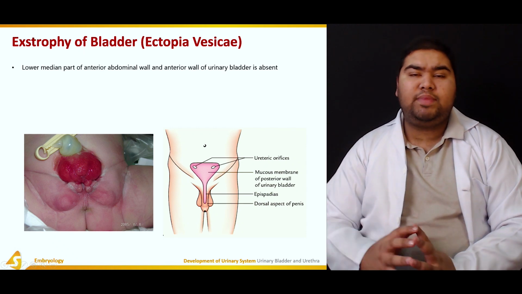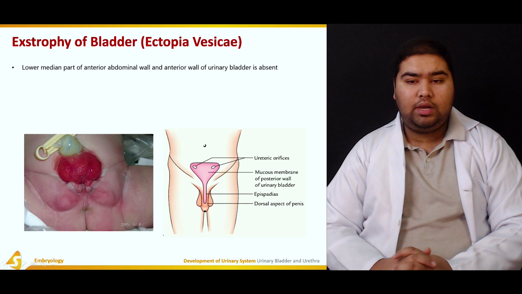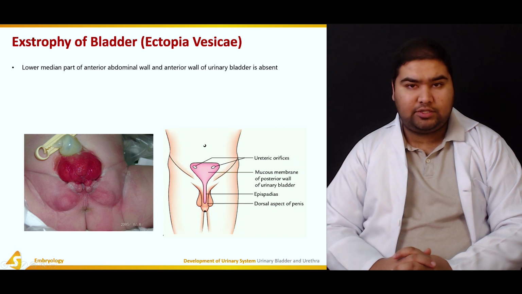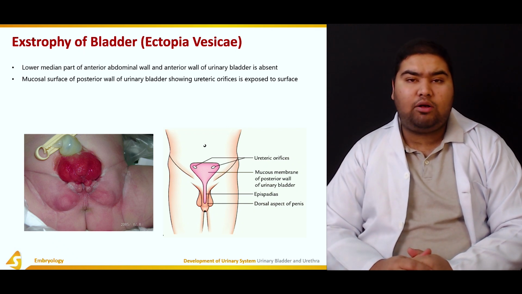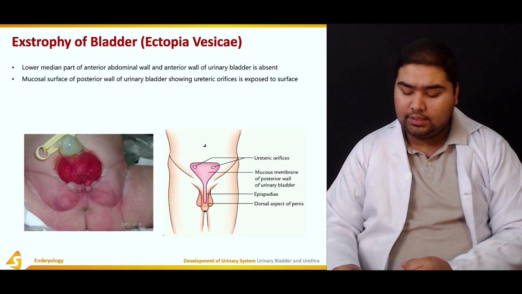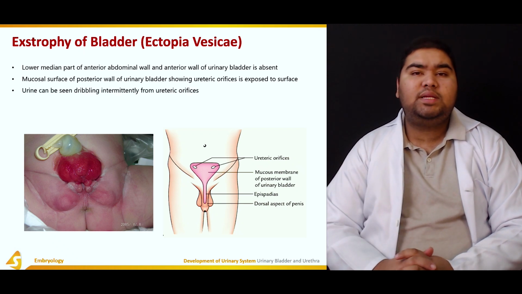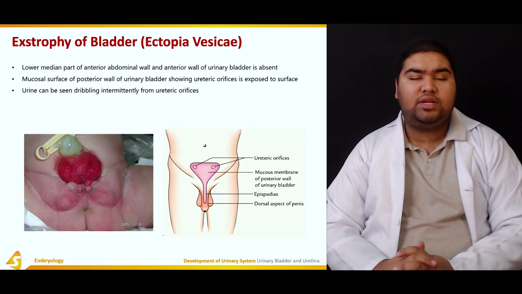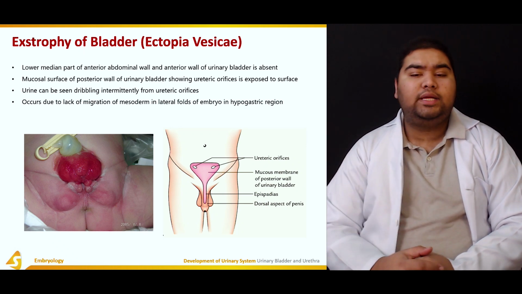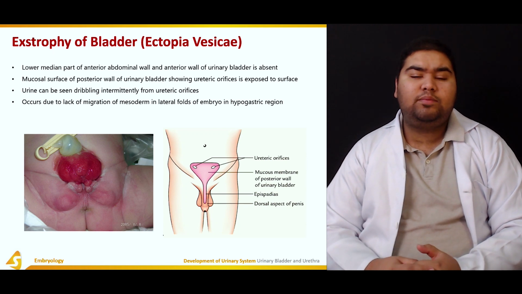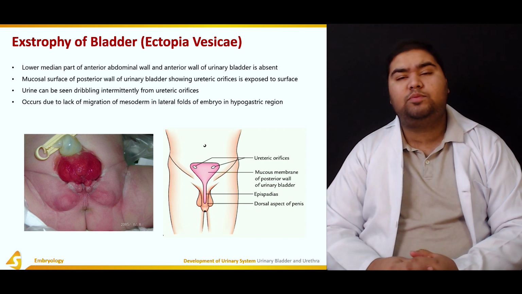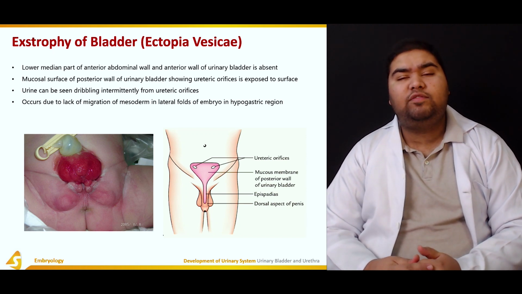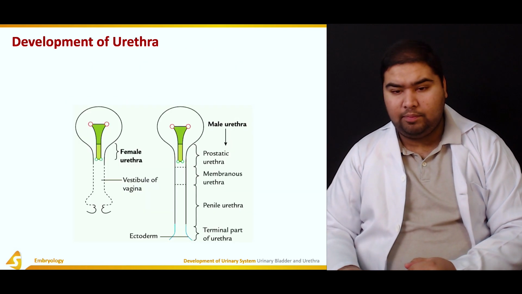So the lower median part of the anterior abdominal wall and the anterior wall of the urinary bladder is not formed, as a result of which the mucosal surface of the posterior wall of the bladder as well as the ureteric orifices are exposed to the surface. Urine can be seen dribbling intermittently from these ureteric orifices. It occurs due to the lack of migration and proper formation of the mesodermal lateral folds in the embryo, which are responsible for the closure of the anterior abdominal wall.